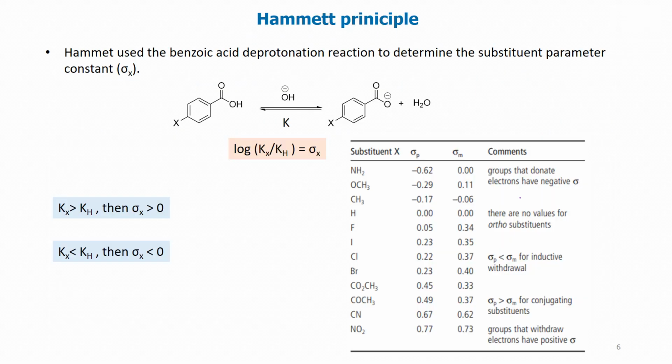After describing the Hammond principle with different examples, we moved to the Hammett principle. So what is the Hammett principle? The Hammett principle is used for the benzoic acid deprotonation reaction to determine the substituent parameter sigma x. In this case, by increasing the electronegativity of the X group, the rate of the reaction enhances, and by taking log Kx by Kh, we get the sigma value.